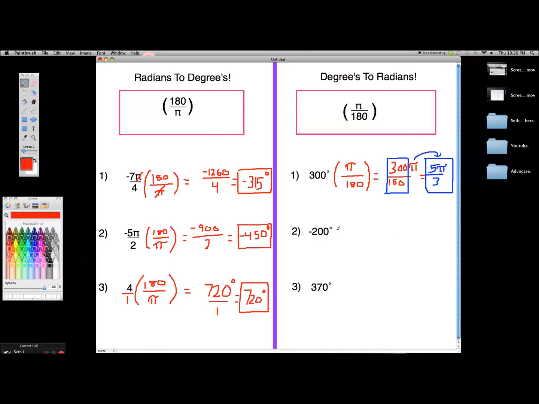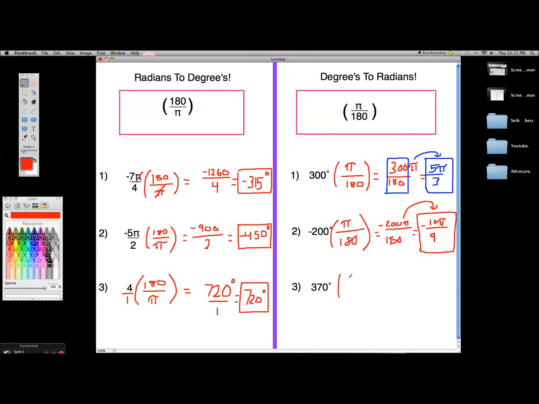Alright, so the same thing for negative 200 degrees. You do pi over 180. Some people get confused with negative numbers, but it's just the same thing. So this is going to be negative 200 pi over 180. And just do it step by step. Divide negative 200 by 180, and when you simplify that, you'll get negative 10 over 9. But make sure you bring over the pi, so it's going to be negative 10 pi over 9. That'd be your final answer.